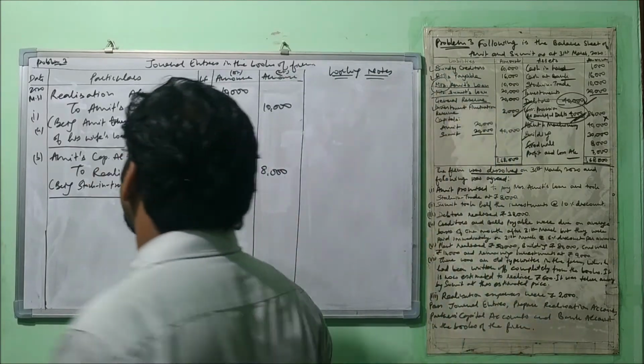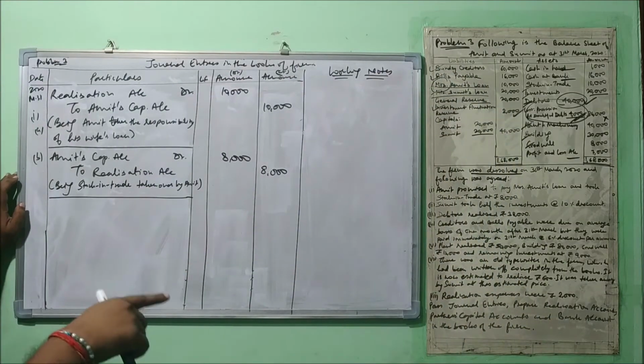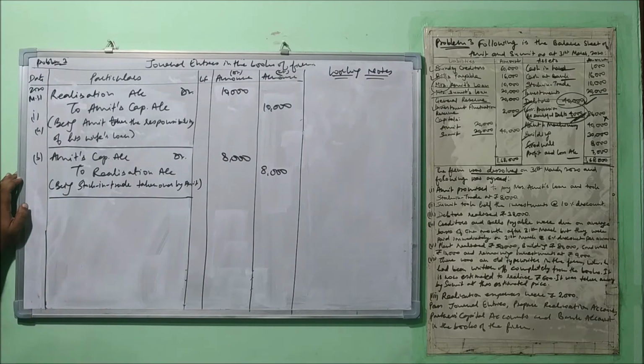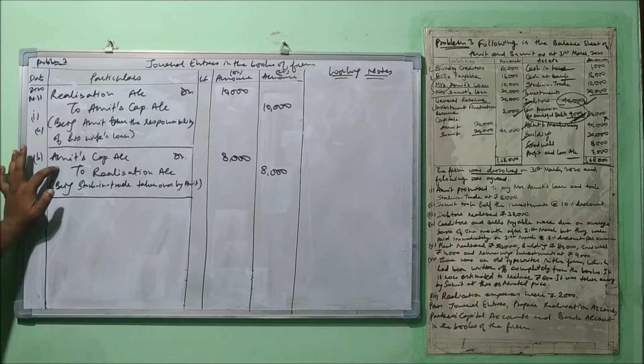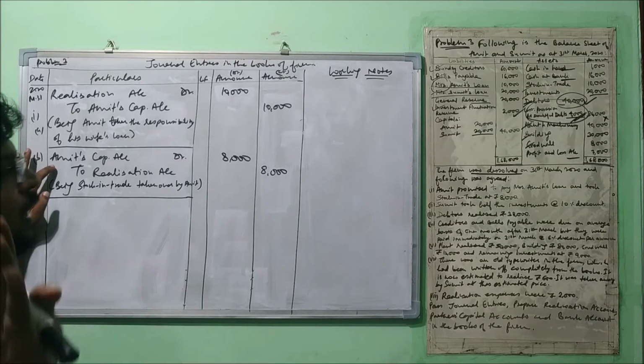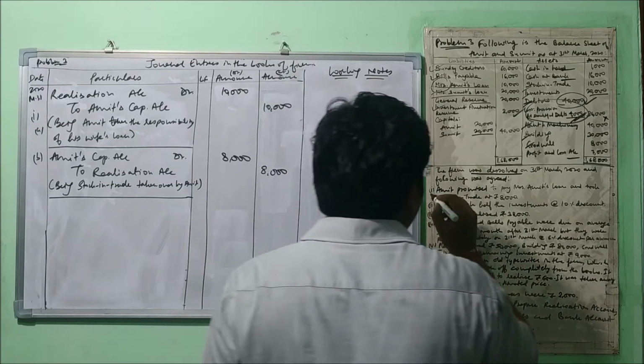Fine. Now another entry is there for taking over the stock in trade. Amit's capital account debit to realization account 8,000, being stock in trade taken over by Amit. If the stock was being realized in cash, then we would have made the entry cash account debit to realization, but it is not the case. It has been taken over by Amit. That's why his capital account is debited. Understood the point? Now let's read the points further.